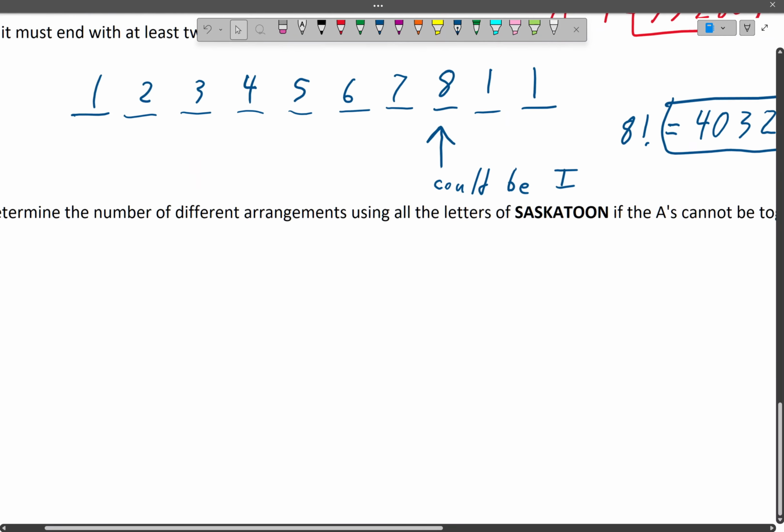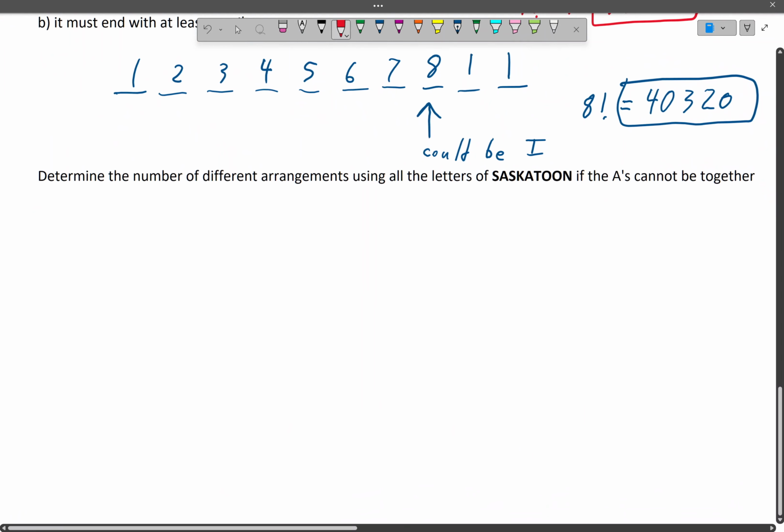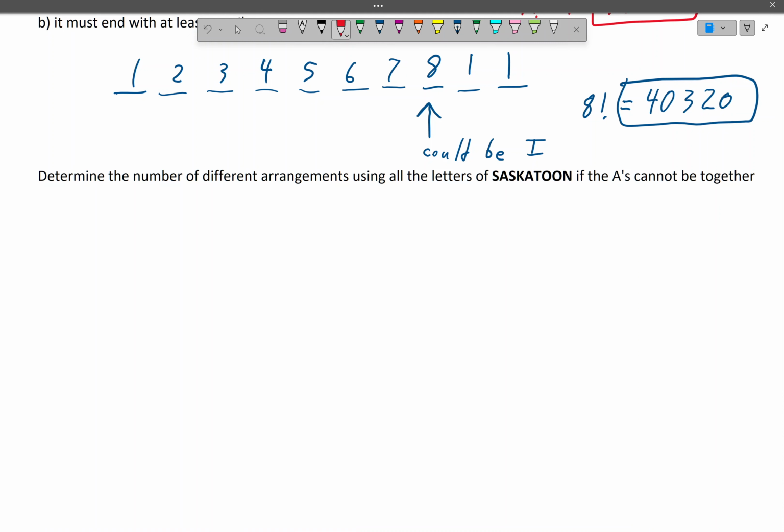All right, here is one last question. If we have time, I might do one more after this. Doing different arrangements of the letters using all the letters of the word Saskatoon if the A's cannot be together. So what we're going to do is do it as if the A's are together and call that our unfavorable situation and put everything else. So S, K, T, O, N.